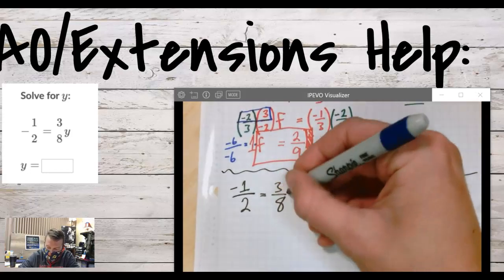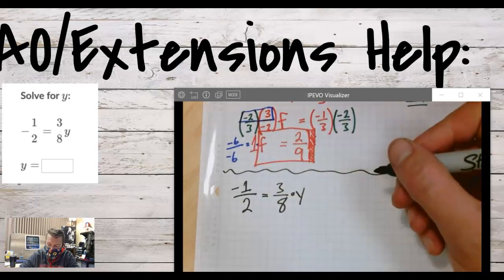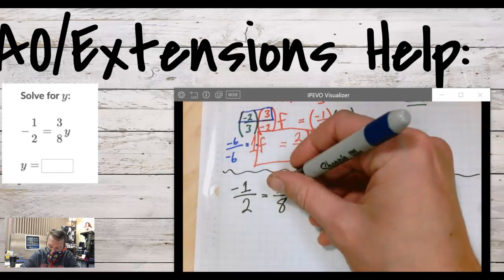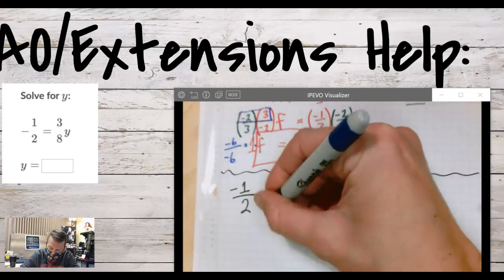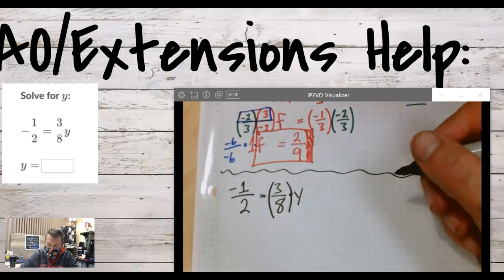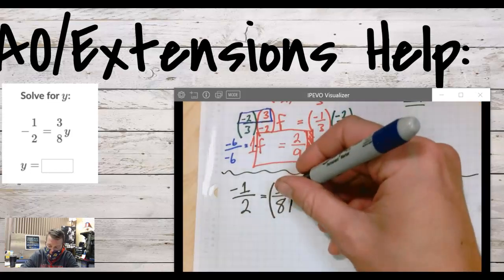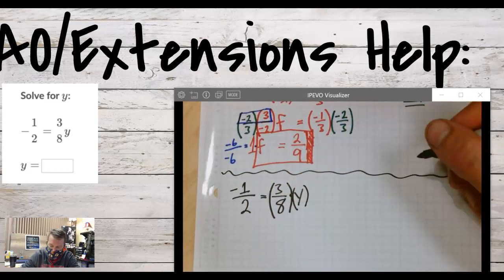When a number, any number, is right up against a variable, that is multiplication. Some people like to put that fraction in parentheses to make it a little bit easier to tell that it's multiplication. You could also put the y in parentheses, but you really don't need to.